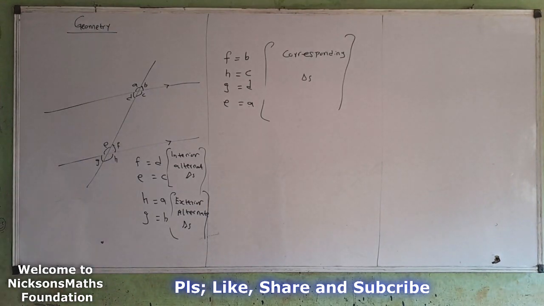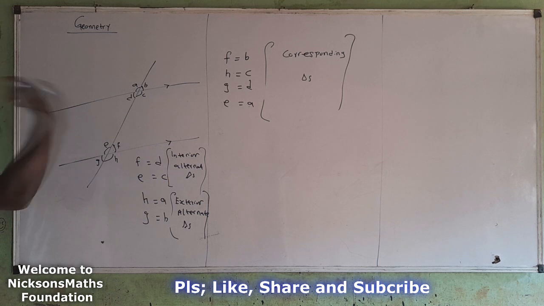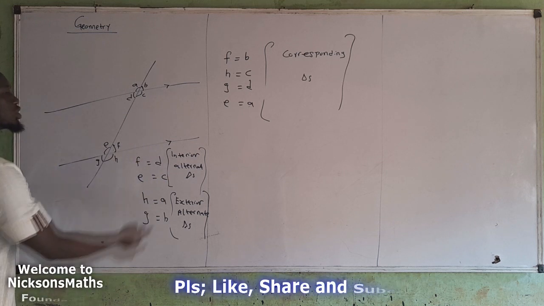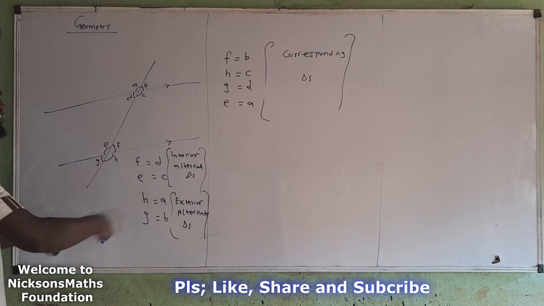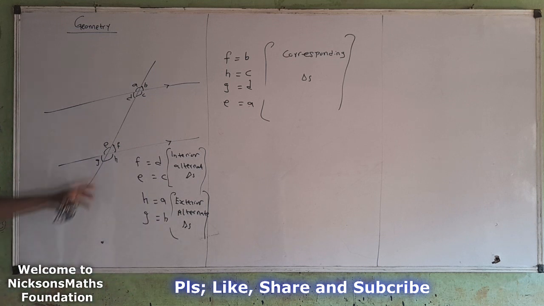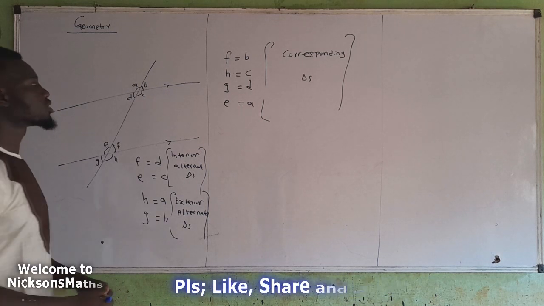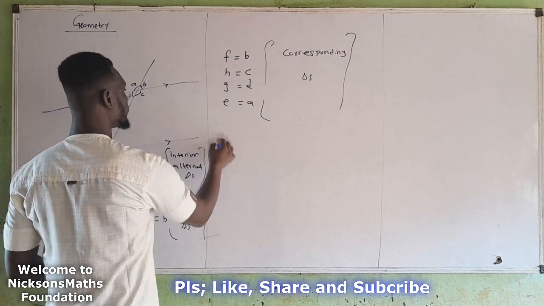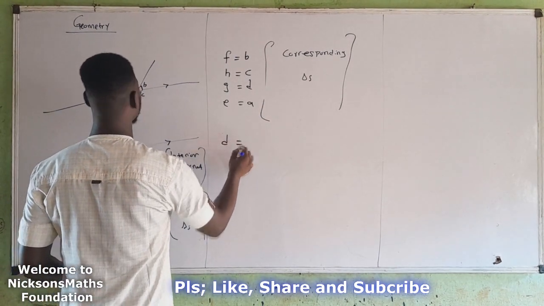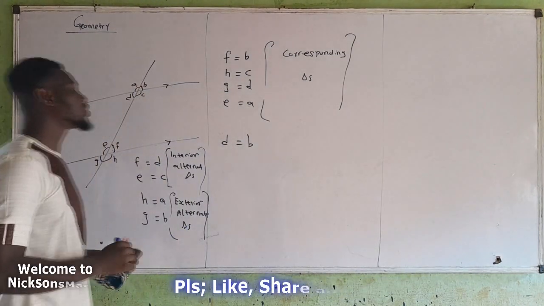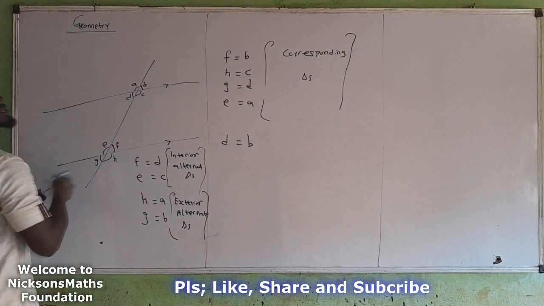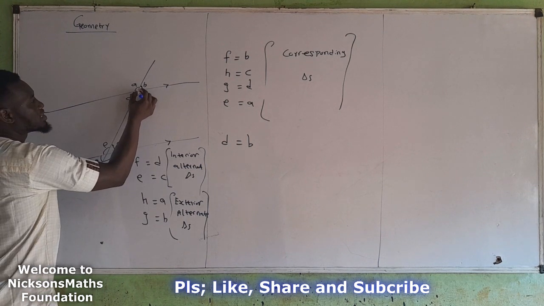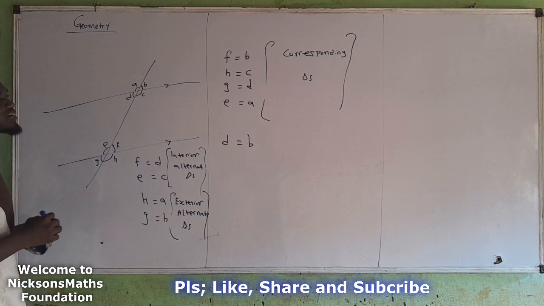Okay, so we see that these ones are alternate angles, and I said that in alternate angles you have interior alternate angles and exterior alternate angles. Then we have corresponding angles, then we have another different type of angle I want to discuss. If you look at D and B, they are vertically opposite. The two of them share this vertex.